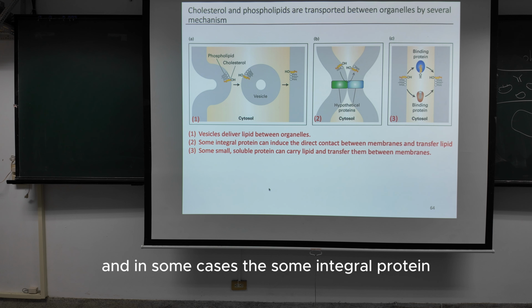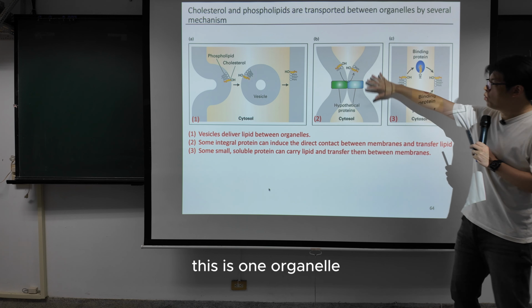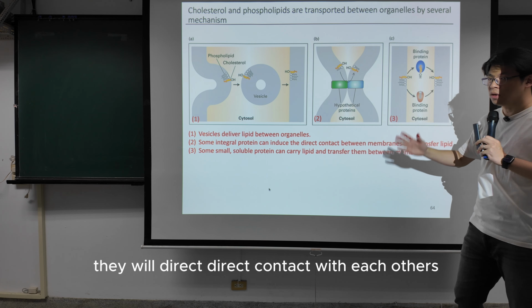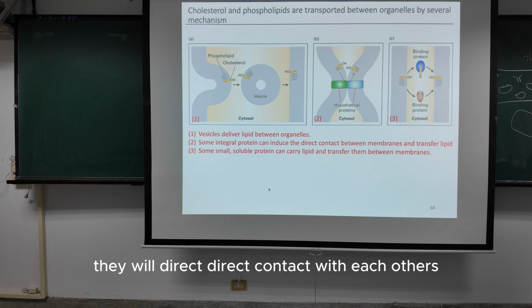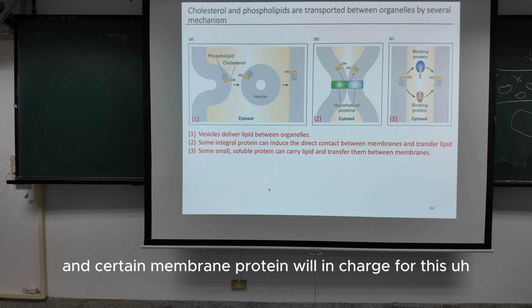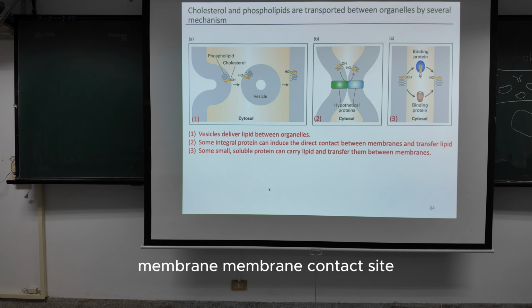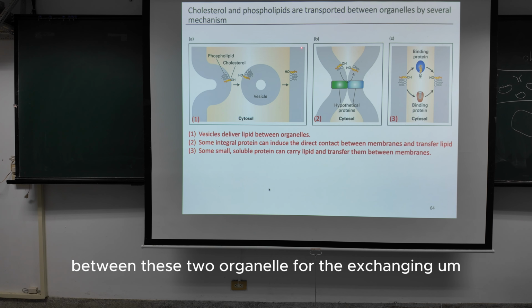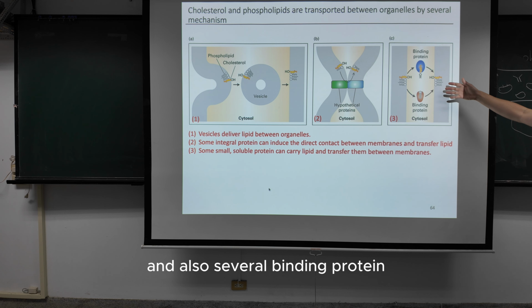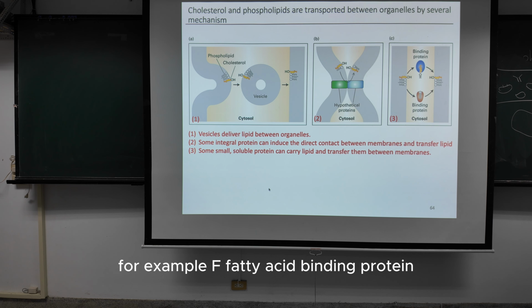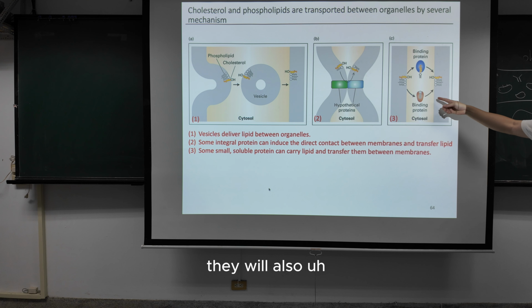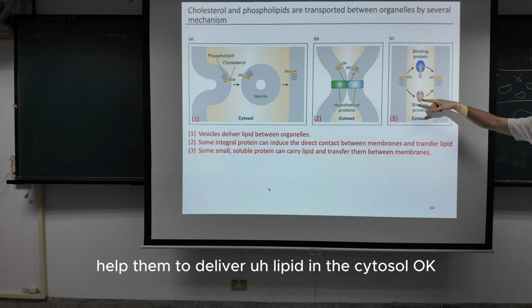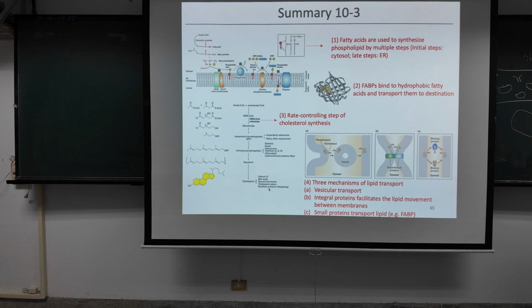And in some cases, some integral proteins, for example, this is one organelle and this will be the other organelle. They will directly contact each other. And certain membrane proteins will be in charge of this membrane contact site. And they will help to exchange molecules between these two organelles. And also several binding proteins have a hydrophobic pocket. For example, fatty acid binding protein will also help deliver lipid in the cytosol, okay?